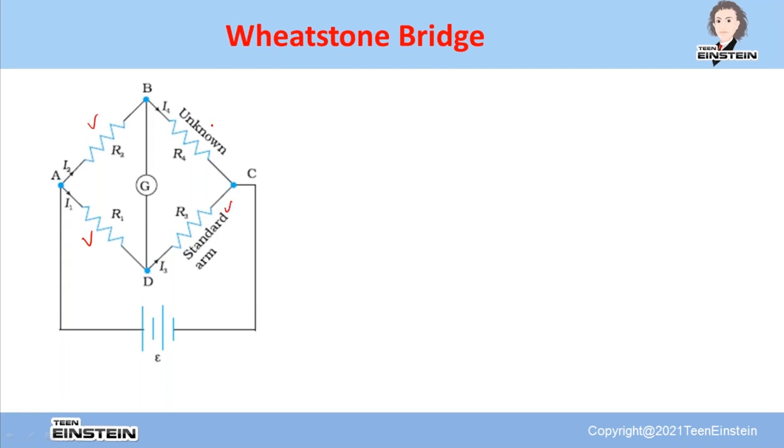So this is a brief, and I hope you could understand the circuit diagram now completely. This is the first arm, this is the second arm, this is the third arm, this is the fourth arm. I'll tell you later why this is called unknown and this is standard. Between A and C, diagonally opposite points, we have connected a battery having EMF E, and between B and D you have connected a galvanometer.